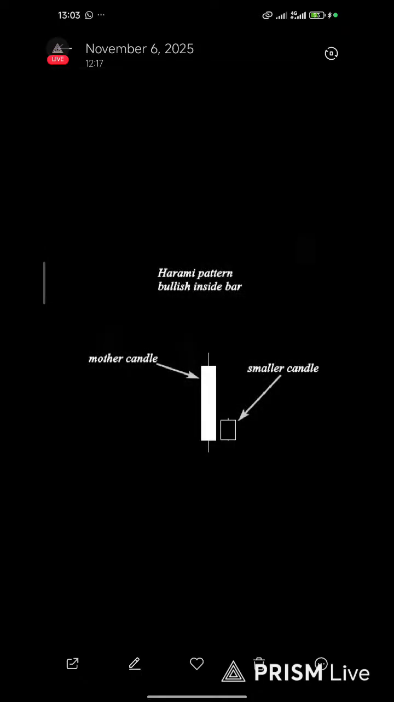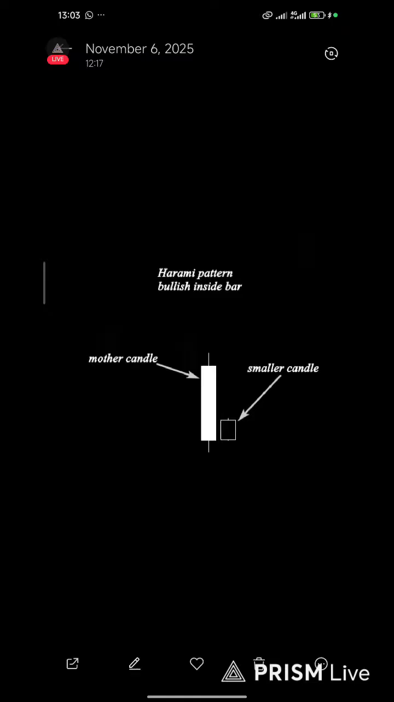So today we are going to talk about the bullish inside bar. Maybe in our next live tutorial, we are going to talk about the bearish inside bar candlestick pattern, or the bearish HARAMI pattern. So today let's take a look at the bullish reversal pattern in the live chart.